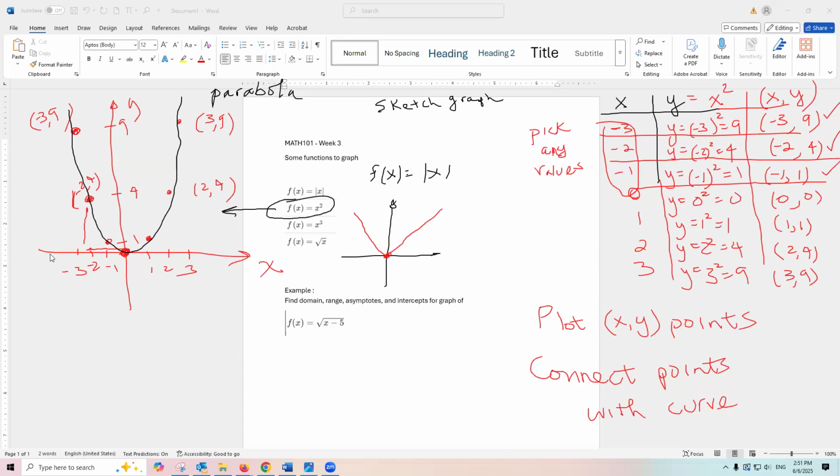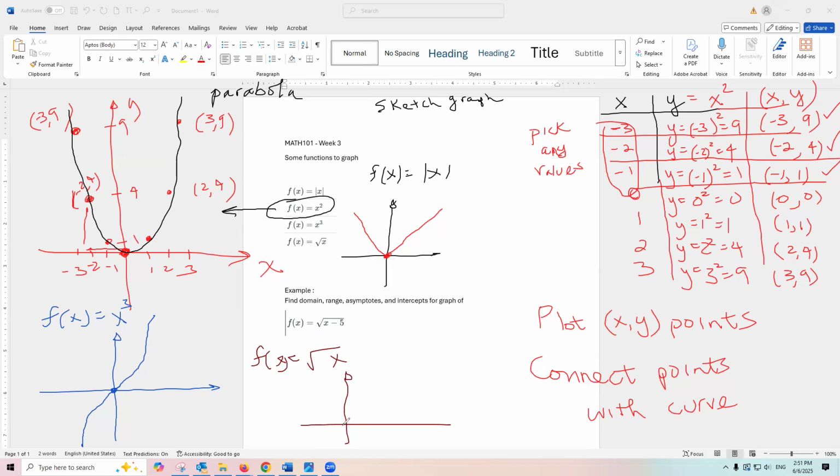How about f of x equals x to the third? Again, if you were to make up an xy table and plot points, you would see this graph looks something like this. It starts way down here, goes through 0, 0, and then goes up like that. All right, let's do one more. How about this last graph, which is the square root of x? It's going to start here at 0, 0 and go up this way.